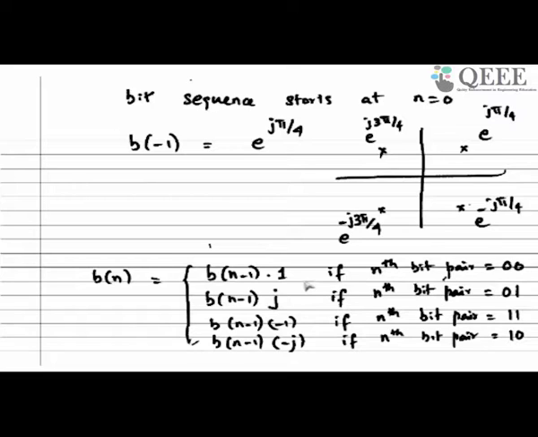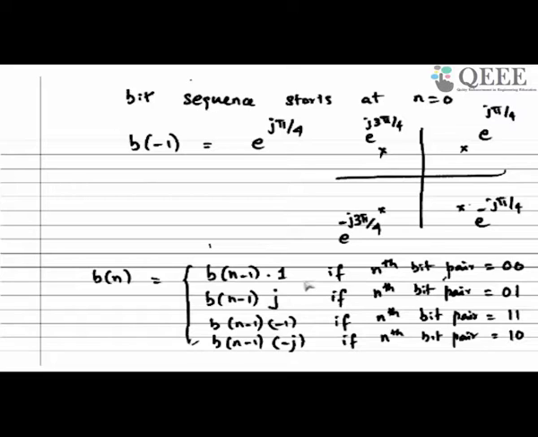If the bit pair is 1 1, you multiply by -1, which is equivalent to rotating by 180 degrees, right? And then b of n minus 1 times minus j if the bit pair is 1 0. So it is equivalent to multiplying by 270 degrees. So you take the previous symbol, you rotate it by 0 degrees or 90 degrees or 180 degrees or 270 degrees depending on whether the bit pair is 0 0, 0 1, 1 1 or 1 0. So this is what differential QPSK is.